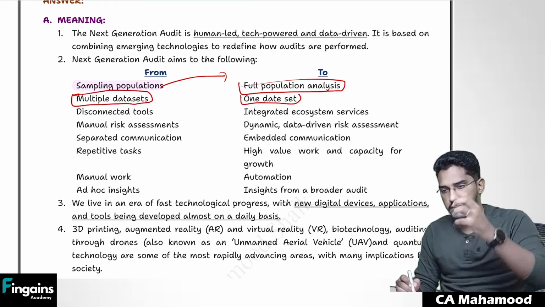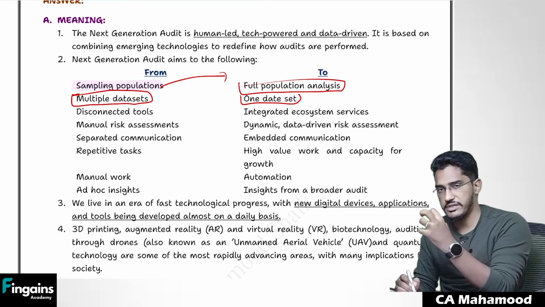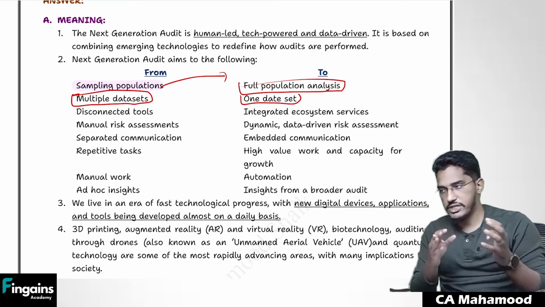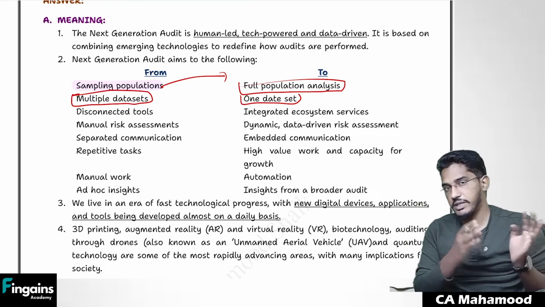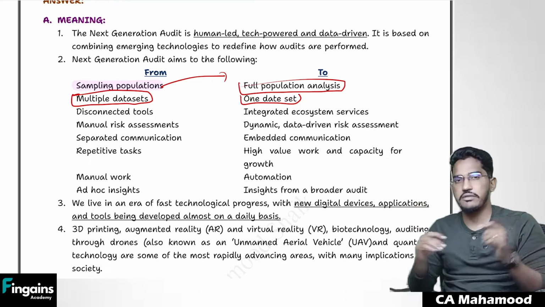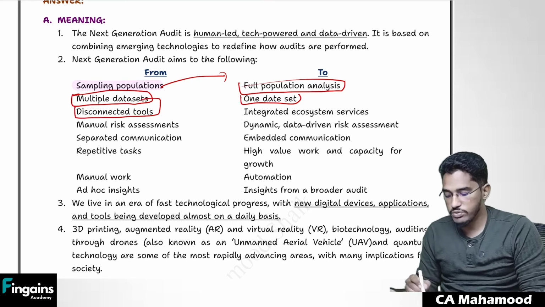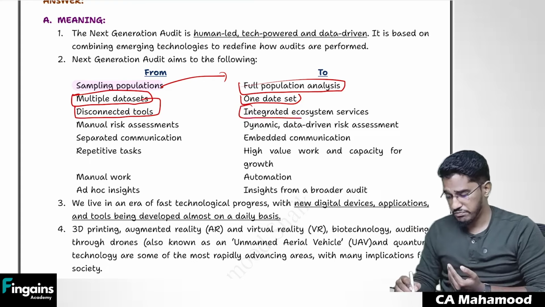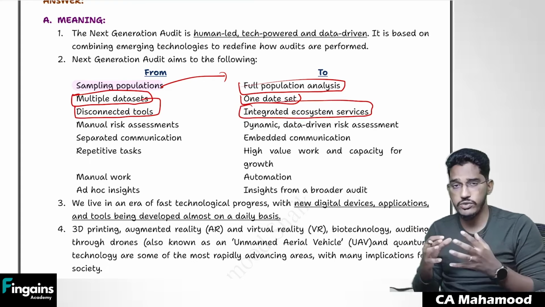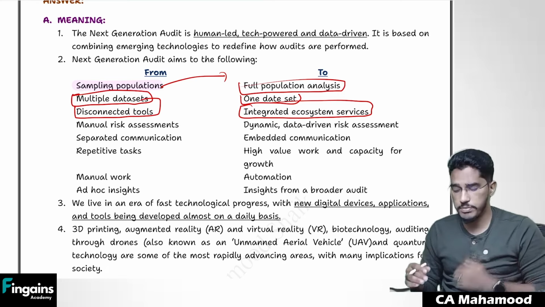Today, to do the audit, we need a separate set of data for purchase and a separate set for sales. Like that, we need different sets of data for different kinds of work. But in future, we can have one single set of data where we can do all the work. Today we have different tools, but in the next generation, we will have one single integrated ecosystem whereby we can do all operations.